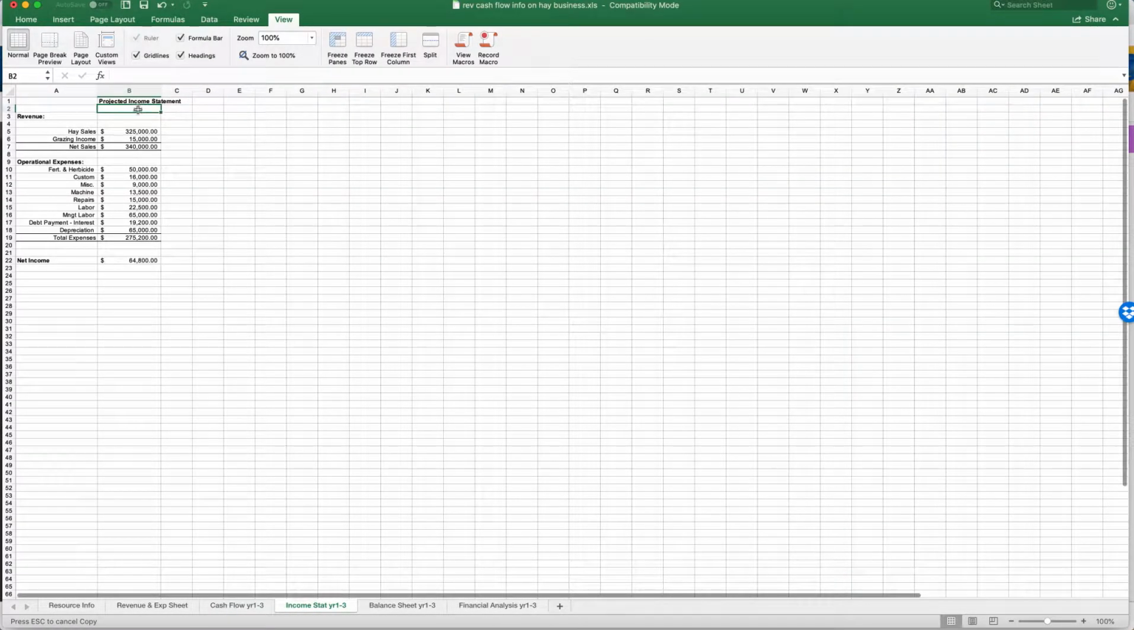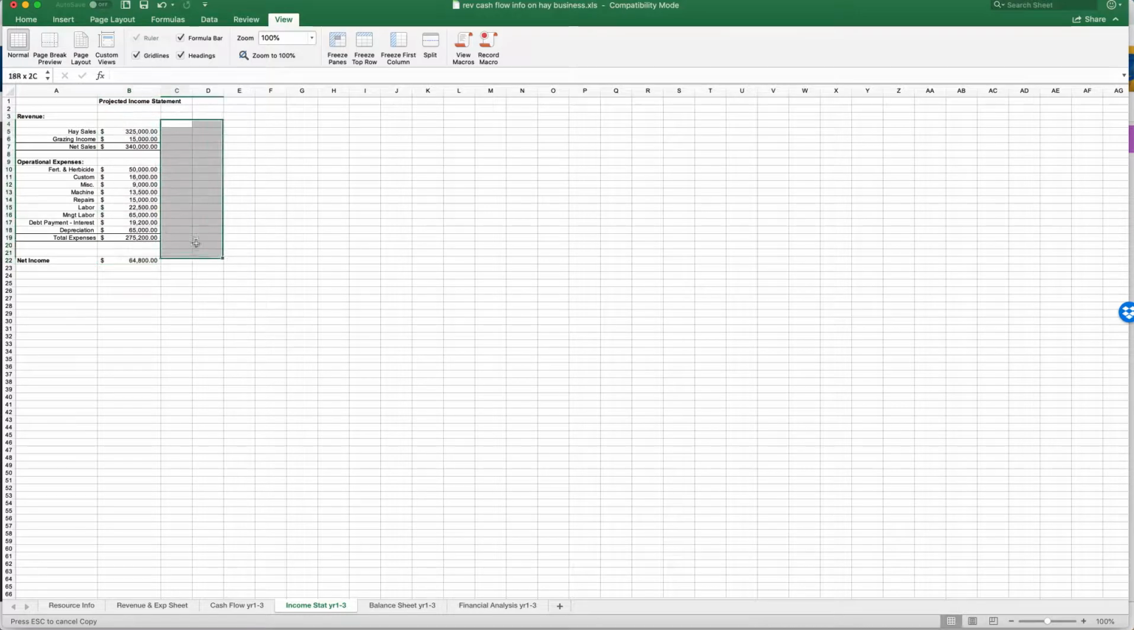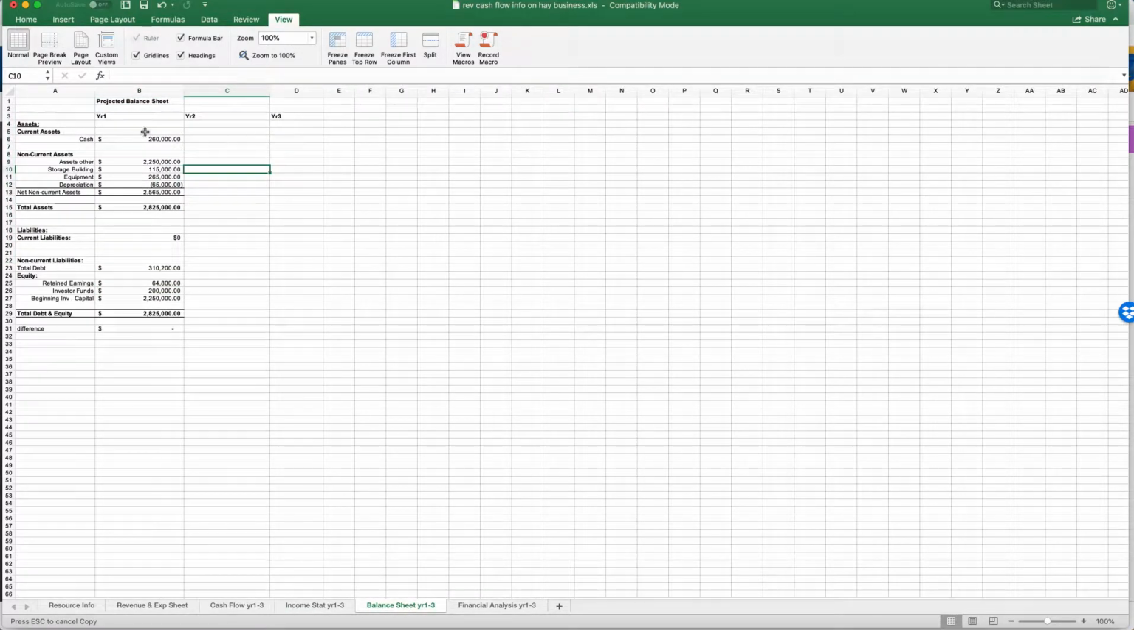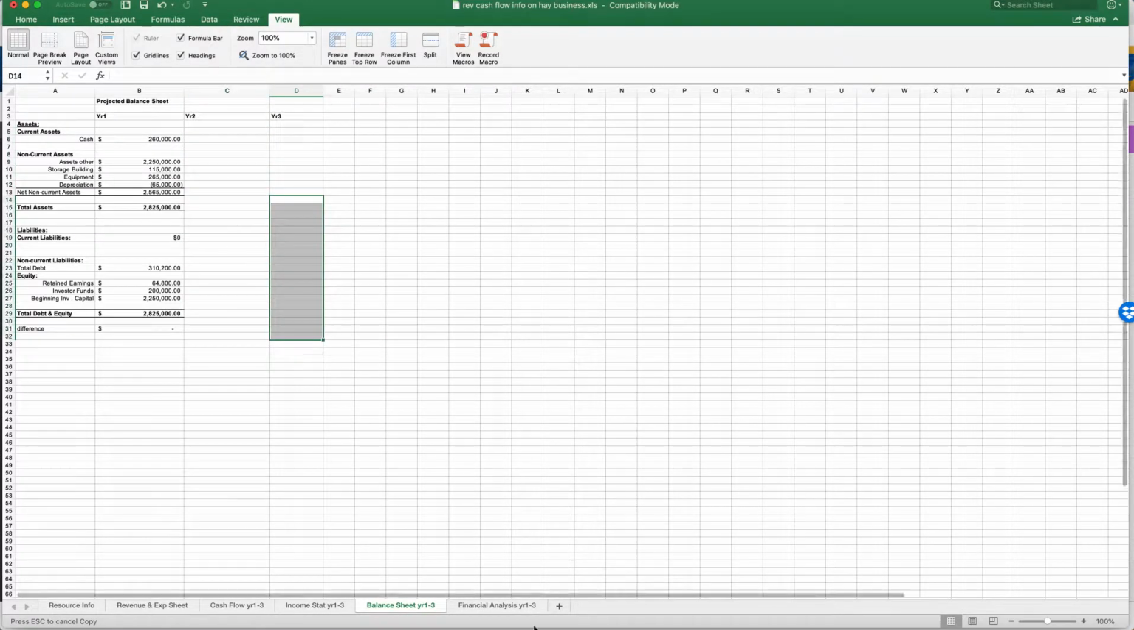Income statement, same thing. Here is year 1. Put year 2 and 3 right beside it. Balance sheet, it normally was done with assets here, liabilities here. I just moved that stuff to the bottom, so now we have it there. So that lets you do a year 2 and a year 3.